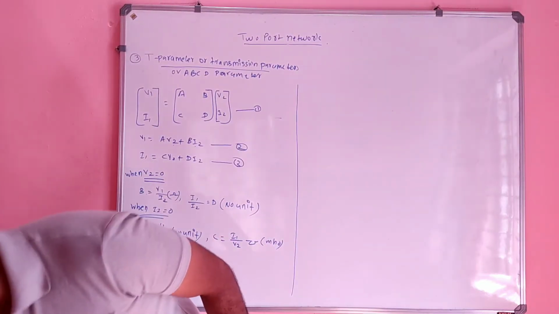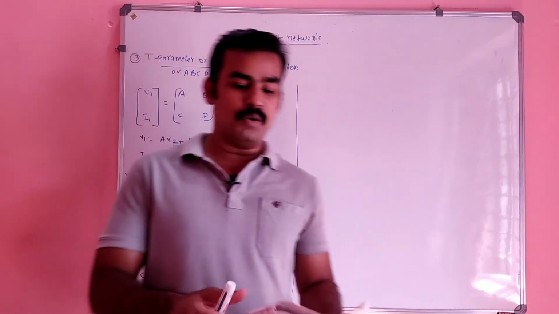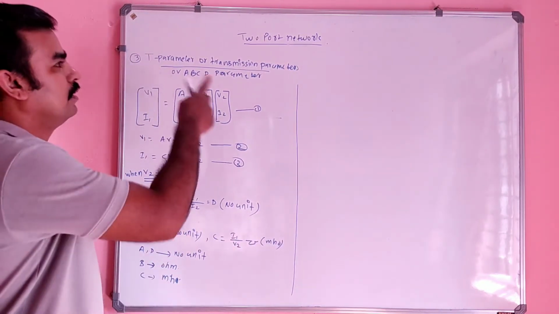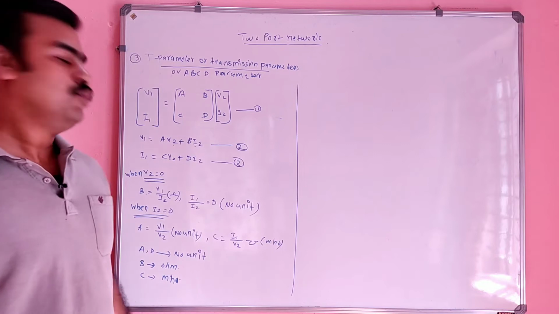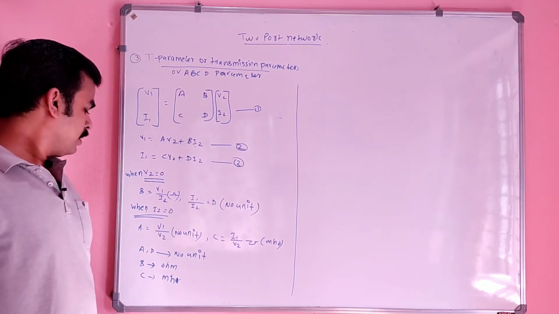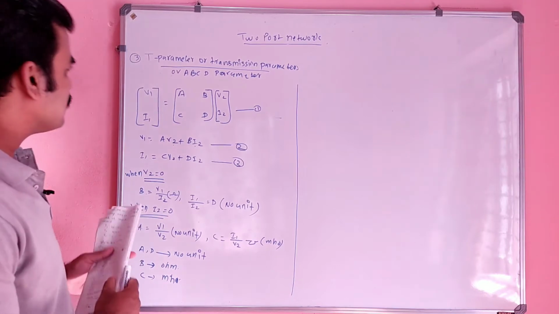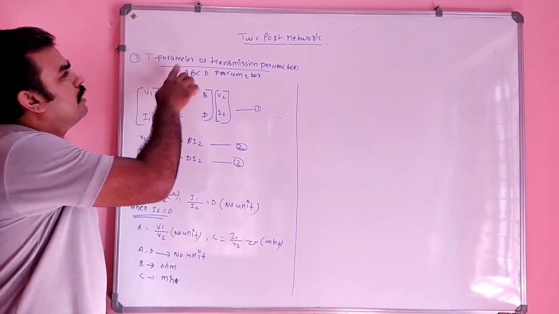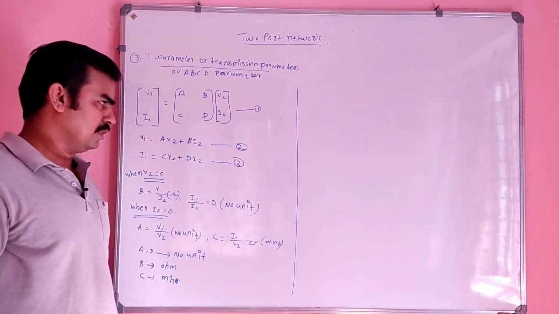So in the last class we discussed what ABCD parameters or transmission parameters are, right? So let's continue from that session itself. Okay, so what was our transmission parameter? Why is it called T parameter or transmission parameter?